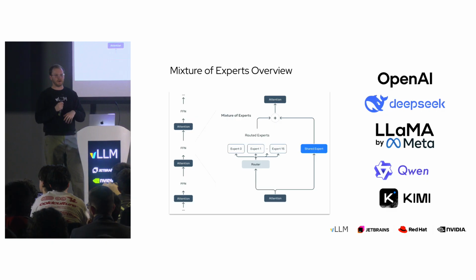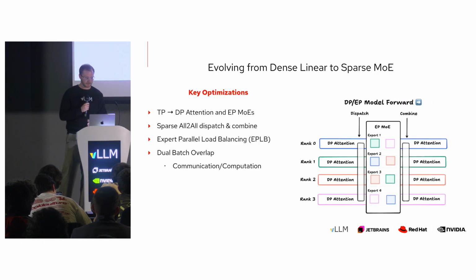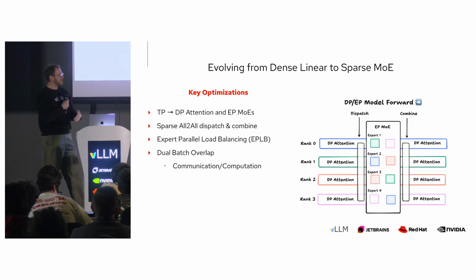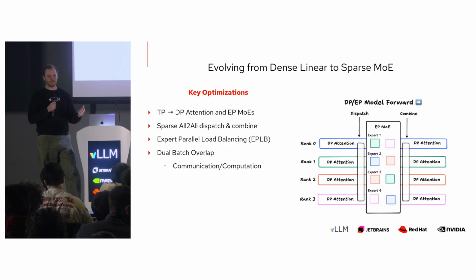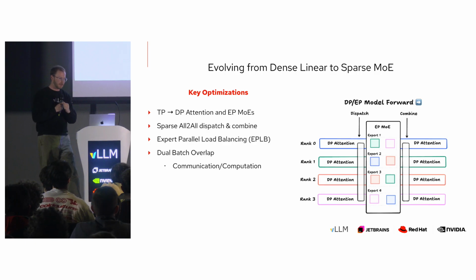And that really changes how we need to deploy models versus just a dense Llama model as we're scaling up to multi-node inference. And so as I talked about before with WideEP, we need to start changing from just tensor parallelism, splitting your large weights across devices. We need to switch to data parallel attention with expert parallelism on the MoEs. And this means we need to start optimizing for sparse all-to-all communication operations rather than just all-reduces that we use for tensor parallelism.